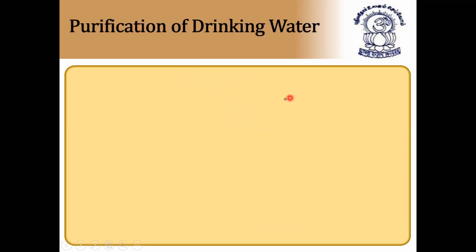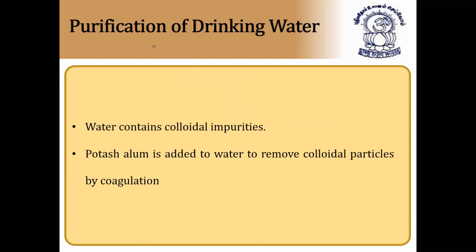Next, purification of drinking water. How is drinking water purified? Water contains colloidal impurities. Potash alum is added to water to remove colloidal particles by coagulation. This potash alum is very important. It is a double salt containing potassium sulfate and aluminum sulfate, hydrated. The formula is K2SO4.Al2(SO4)3.24H2O.